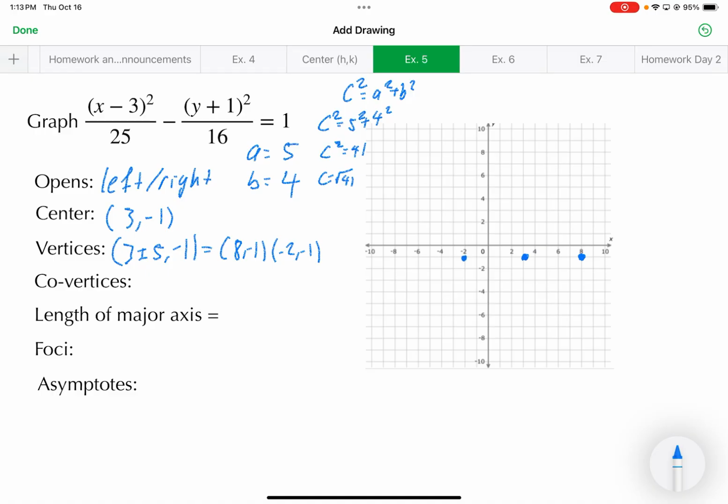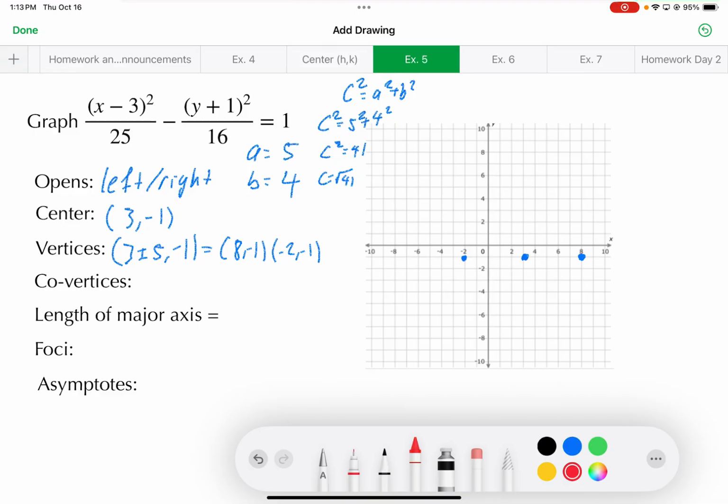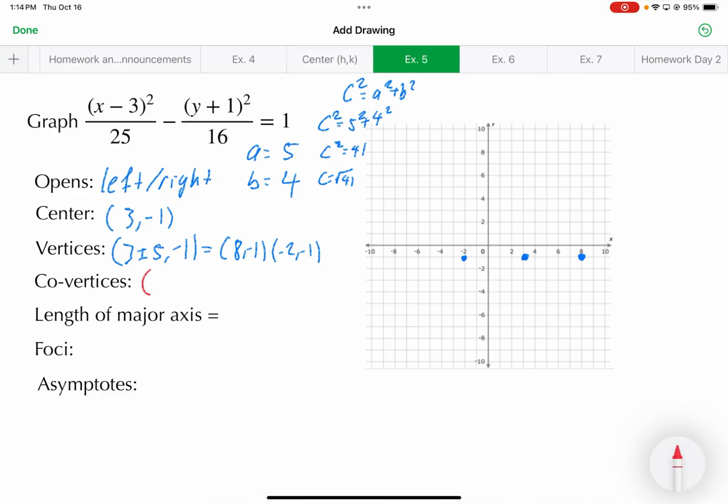Put those values on there. All right, super. Covertices are going to affect which coordinate? My y, right? So my x stays the same, 3, and then I'm going to do negative 1 plus or minus my b value, which is 4. So then I would have 3. Negative 1 plus 4 is going to give me 3. And then negative 1 minus 4 is going to give me negative 5. So 3, 3. And then 3, negative 5.